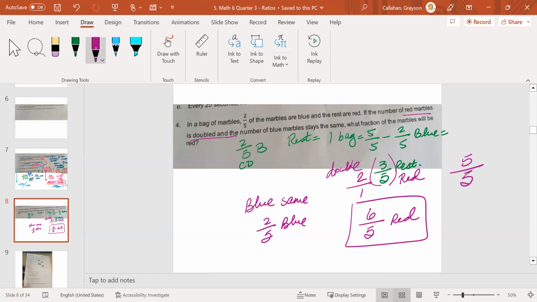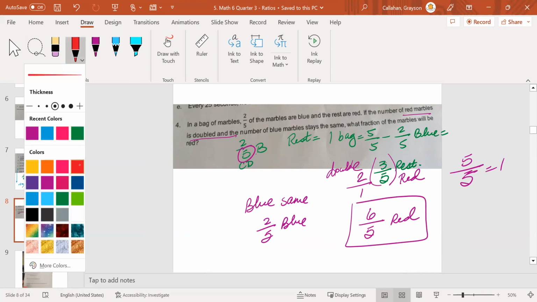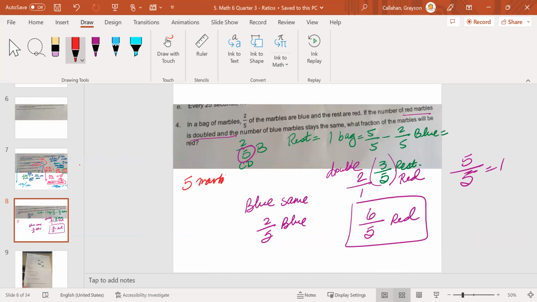5 over 5 is 1. Doesn't 5 divided by 5 equal 1? Because you're using the common denominator, 2/5. So in a bag of 5 marbles, there are 5 marbles in a bag, right? 1, 2, 3, 4, 5. 2/5 means 2 out of 5 are blue. So those 2 are blue, right?